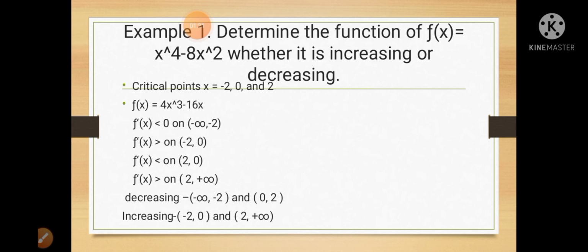Therefore, f is decreasing on negative infinity to negative 2 and on 0 to positive 2, and increasing on negative 2 to 0 and on 2 to positive infinity.